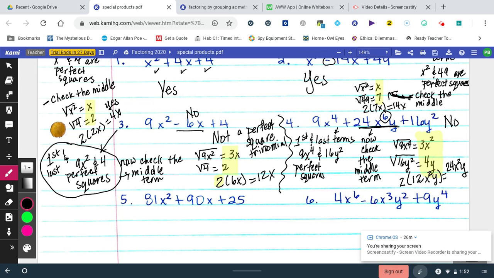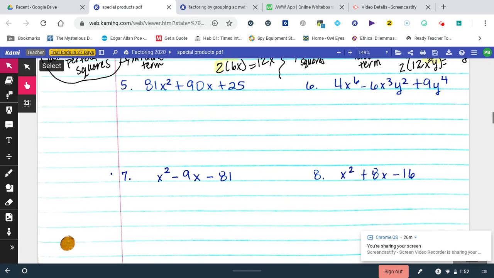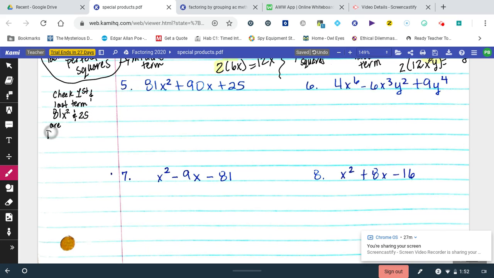All right, let's take a look at 5. If you look at 5, I'm going to check the first and the last term. We're going to make sure they're perfect squares. 81 is a perfect square. x squared is a perfect square. So all of 81x squared is perfect. And of course, we know 25 is a perfect square. So these are perfect squares.